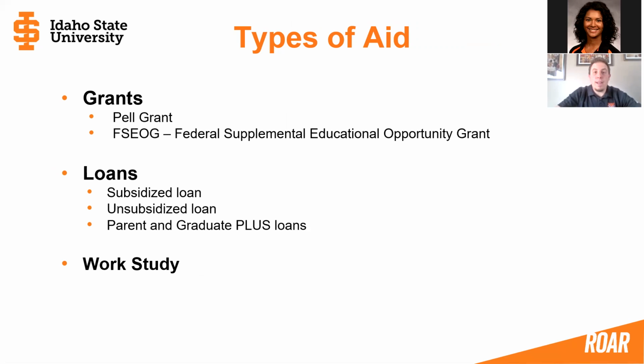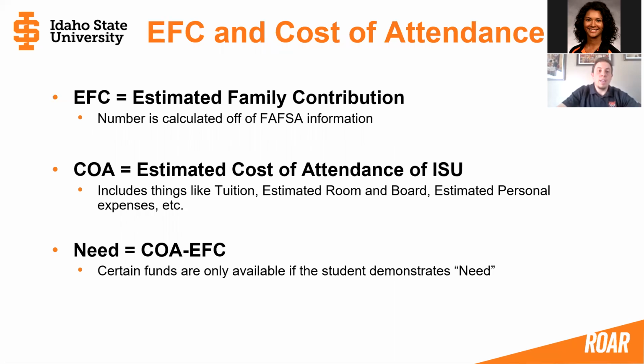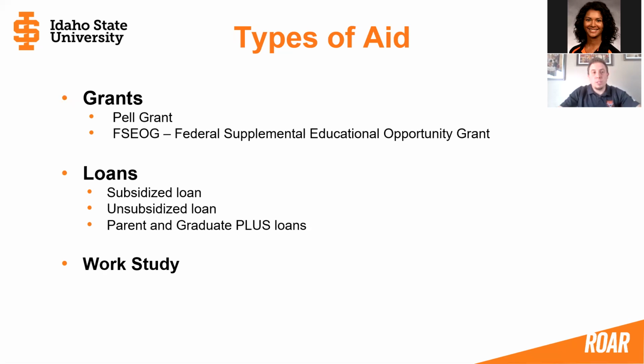The first is grants. So you can get Pell Grant. At ISU, you can get a Pell Grant and an FSEOG, the Federal Supplemental Educational Opportunity Grant. Loans: subsidized loan, unsubsidized loan, Parent and Graduate PLUS loans, and then work study. Your grants, your subsidized loan, and your work study are all need-based aid. So going back to this screen, if your need's $5,000, that means you can get up to $5,000 combined of all those things. So just be aware of that.